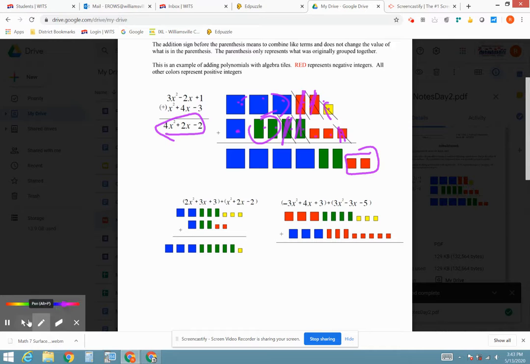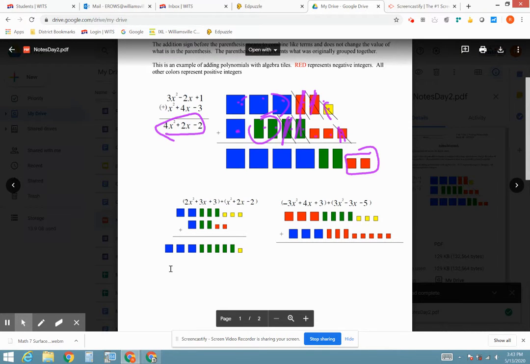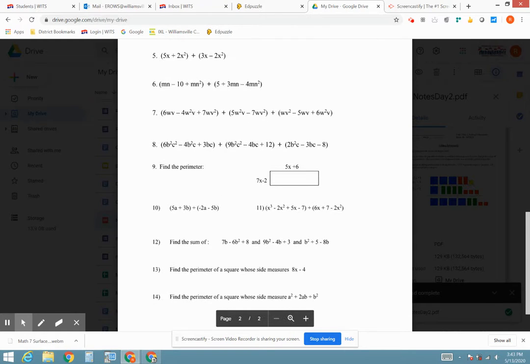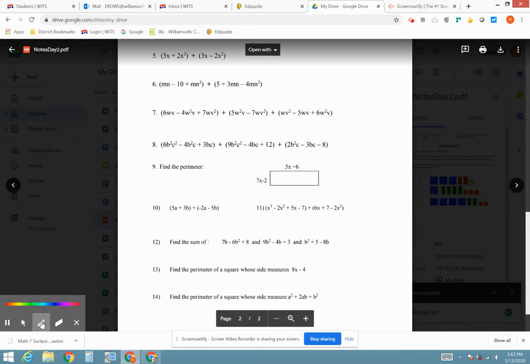Okay, so I'm back. So let's try some examples down here. Feel free to write this on your own paper or just follow along. As long as you can answer the questions, you're fine. So I have 5x plus 2x squared, so a binomial, plus 3x minus 2x squared, so a binomial plus a binomial. Again, really just combining like terms. So the x with the x and the x squared with the x squared.